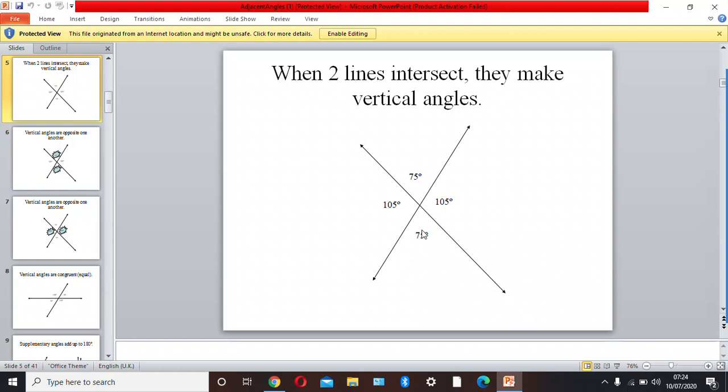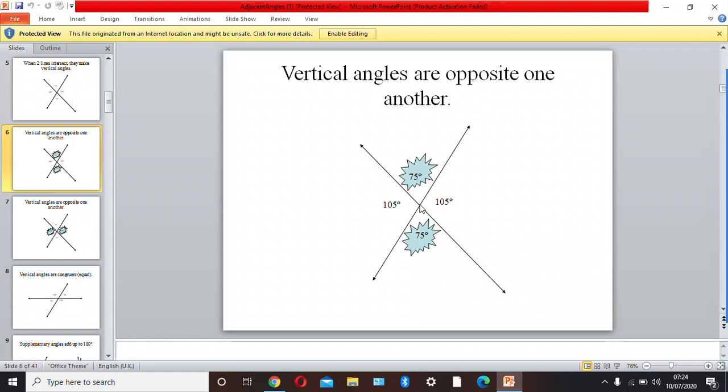Look at 75 degrees here and 75 degrees here. 105 degrees is a vertical angle to 105 degrees here. So 105 degrees here is vertically opposite of this side. So these are vertically opposite angles. That occurs when two lines cross, when they meet. Vertical angles are always opposite one another. I already said that earlier.